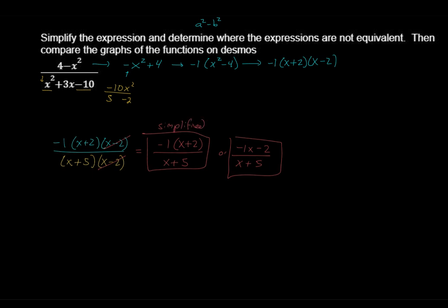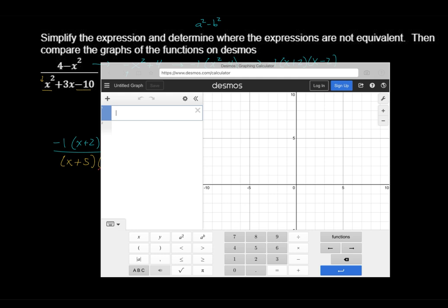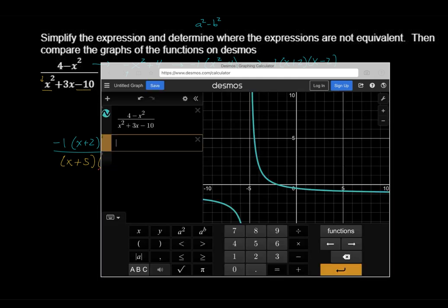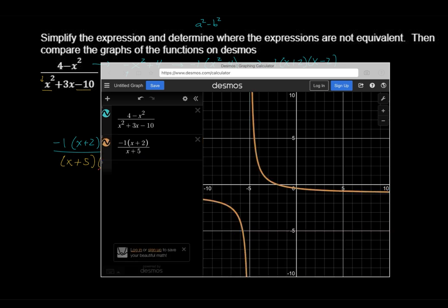Okay, now for the other parts, we need to take a look at where the expressions are not equivalent. And we're going to take a look at Desmos before we actually do that part. So I've graphed here the first one in Desmos, and now I'm going to graph the simplified version in Desmos as well, which is a fraction with negative 1 times, in parentheses, we have x plus 2, and then over x plus 5. So as I type the rest of it in, you can see that they actually overlap.